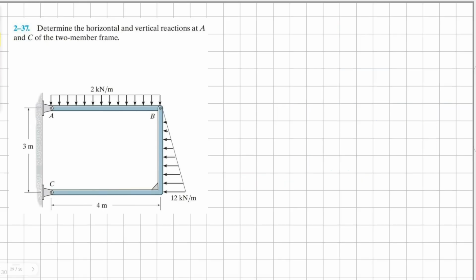For this problem, we have a 2-member frame and we have to calculate our horizontal and vertical reactions at A and C. Let's draw our free body diagram for member AB. For A, we're going to have horizontal and vertical reaction. We have a uniform distributed load, which is 4 meters wide, and intensity is 2 kilonewton per meter. So it's going to be 4 times 2, which is 8 kilonewton, and it will be 2 meters away from point A.